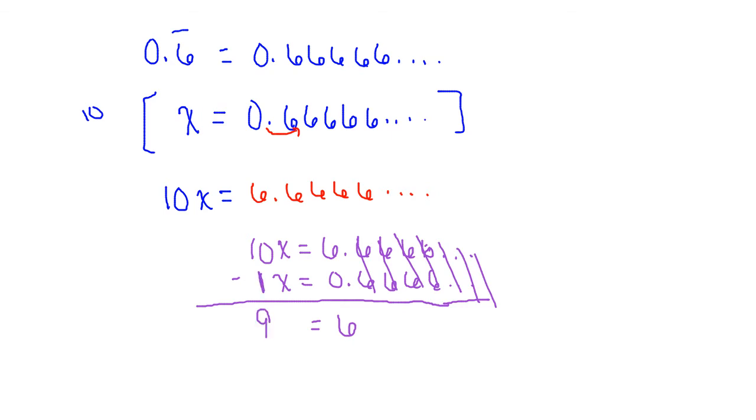And last but not least, we want to simplify and answer this algebra question. So we divide by 9 on both sides. We get x equals 6/9, and reduce, of course. So if we divide by 3, we get 2/3. So what we found is that 0.6 repeating is the same as 2/3.